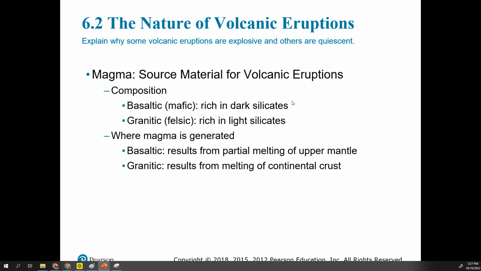And really, the reason that they have such different chemistries between those two magmas comes down to where they came from. So from basaltic magma, we have a partial melting of the upper mantle. And the mantle is very mafic in nature. Those are more dense materials compared to our granitic crust. That's actually our granitic magma that results from a melting of continental crust. So our crust material, which is already more felsic and granitic to begin with, when it melts, it becomes a magma that's very felsic.